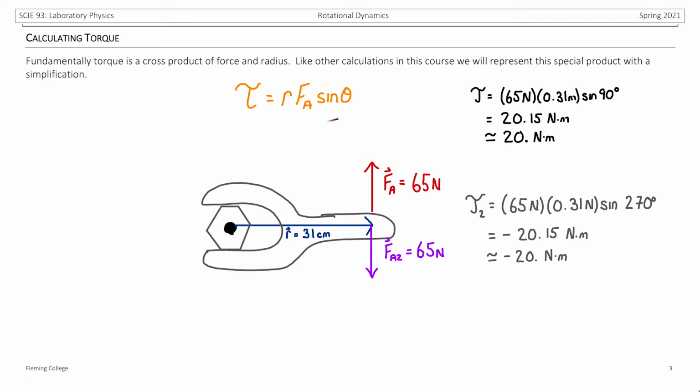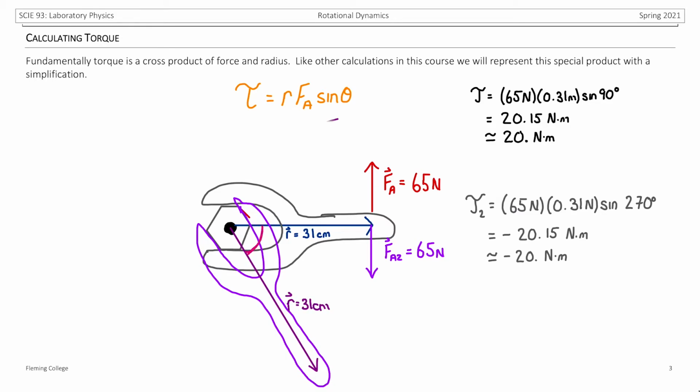What happens if we keep the force applying straight down, but we adjust the radius over by one set of sides on our nut? So the difference between any two consecutive sides on a hexagon is 60 degrees, which means if we look at our angles a little bit, we can see that the radius points down and to the right, and that if we measure all the way around, we would have an angle of 330 degrees between the extended radius and our force applied directly down.